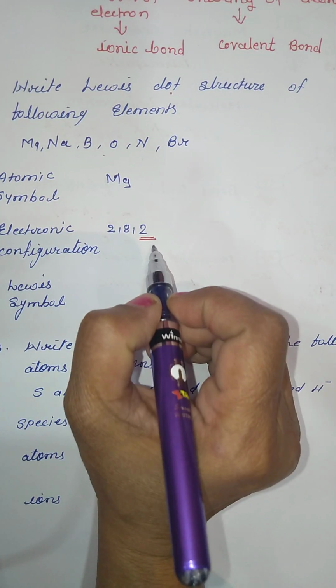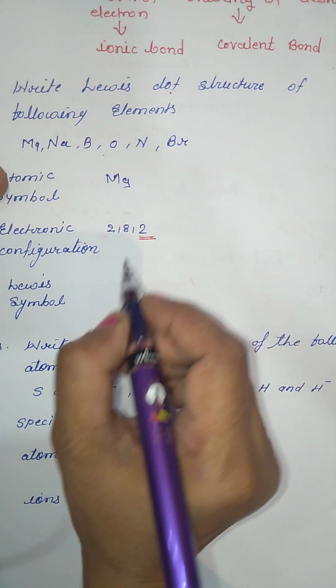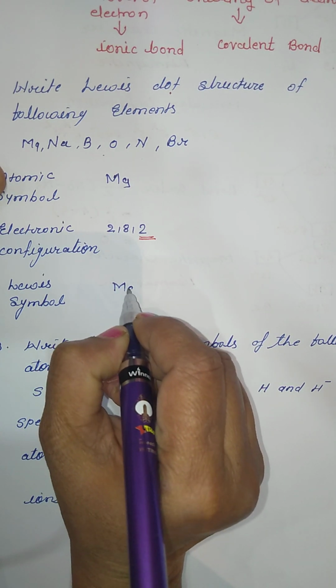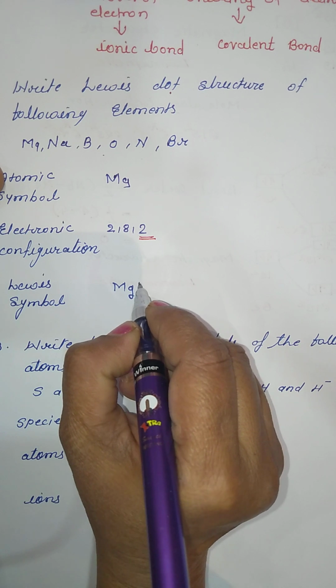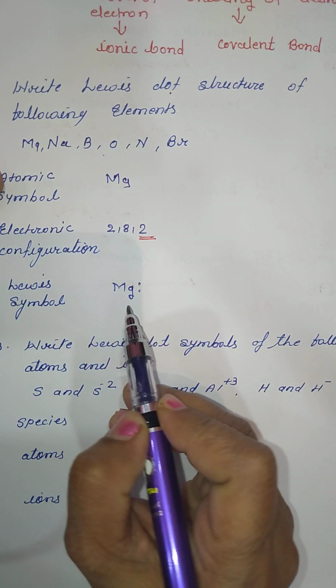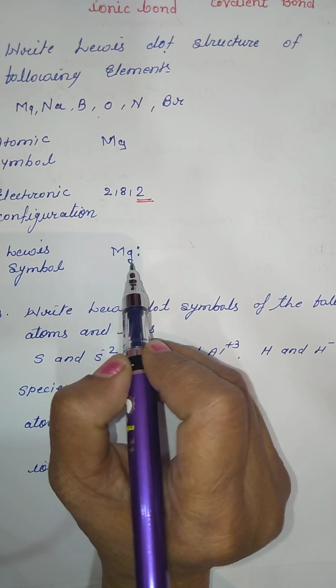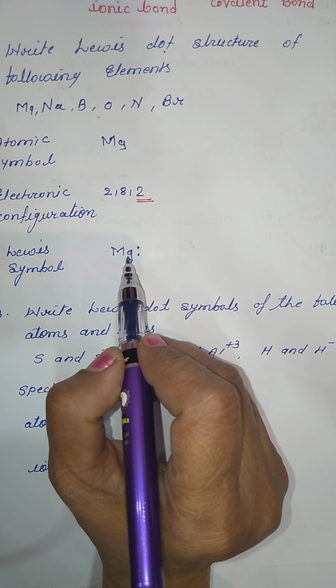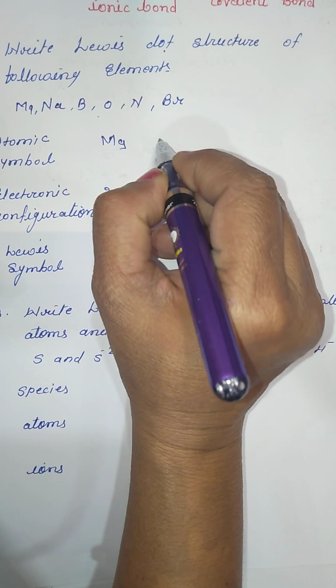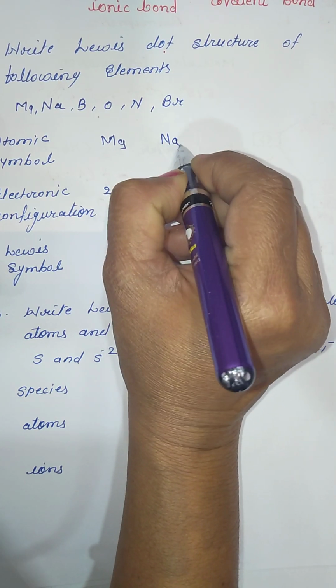That means 2 electrons are in the outermost orbit, so we will show only 2 electrons. So this is the symbol of magnesium and these are the 2 electrons. Now children, here I have put the electrons in the form of dots. You can keep them as crosses also. So this is the electron dot structure of magnesium. Now let us check the other one, that is sodium.